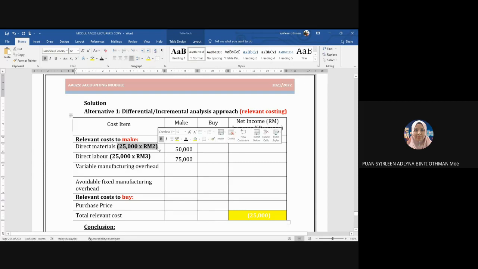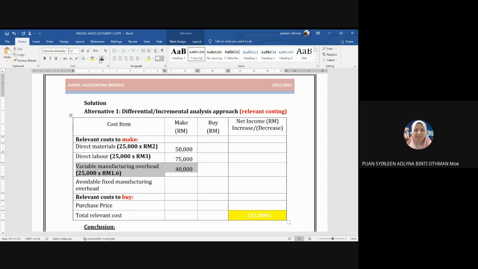Memang soalan tak sebut tapi markah diberi di sini. Sebab dia nak you faham actually berapa yang you perlu tanggung untuk satu unit. Besides calculating the total. Okay, alright. Variable manufacturing overhead pula. Okay, kita perlu tanggung untuk 25,000 unit. Nilai dia ialah 40,000. Okay, so actually yang you bayar untuk variable manufacturing overhead is RM1.60 seunit.